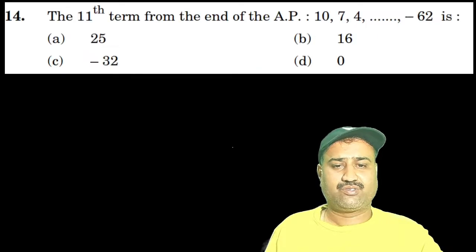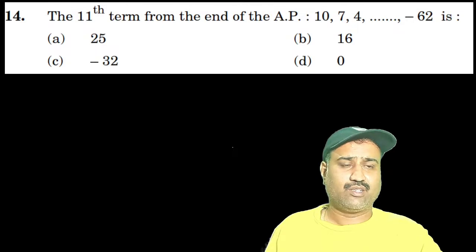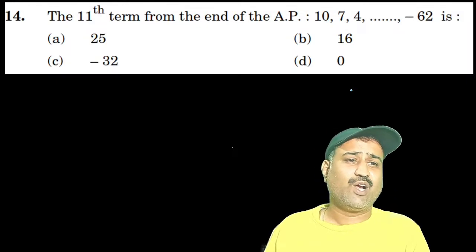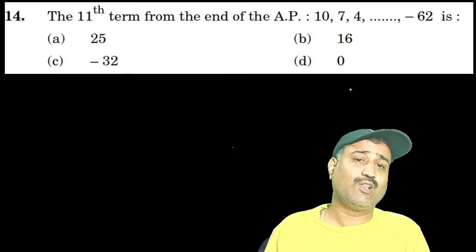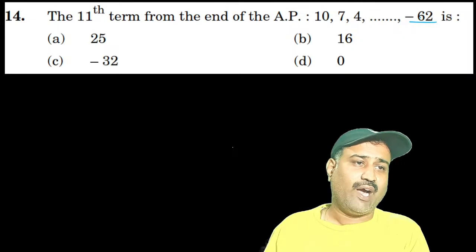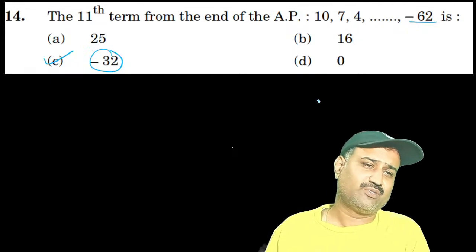Next question. The 11th term from the end of an AP, 10, 7, 4. See here you have to find n. And then we have to find last term, that is 11th from the last, right? It takes lot of time. But for me, the very easy method is what? Minus 62. If you observe it very carefully, there is only one negative term here. Therefore, you can directly write it is option C.